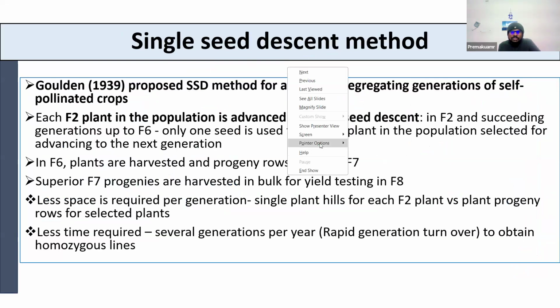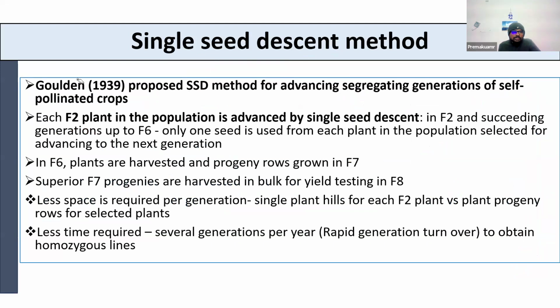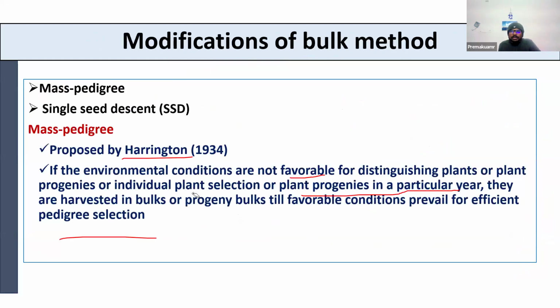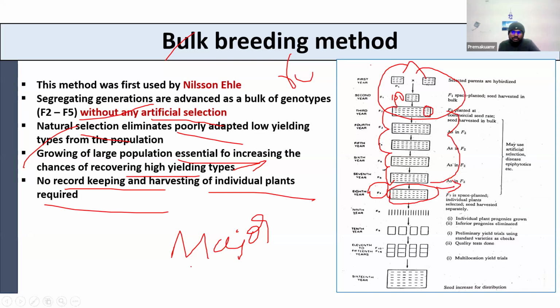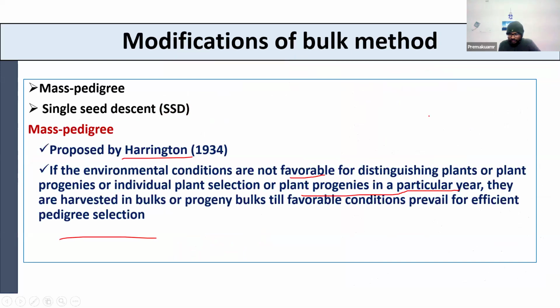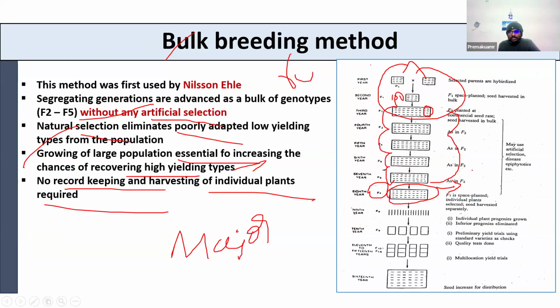Then what is the single seed method? Everyone knows, it was proposed by Gordon in 1939. It is the same as the bulk breeding method. The only difference is that you advance only a single seed from each plant. Everything else is the same. You are not doing selection at F2, you are just simply advancing the generation.